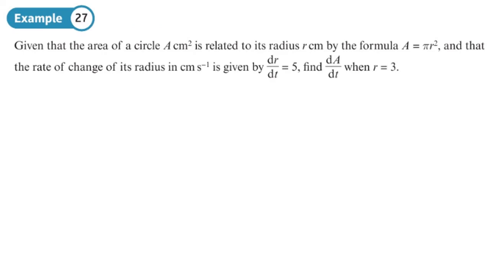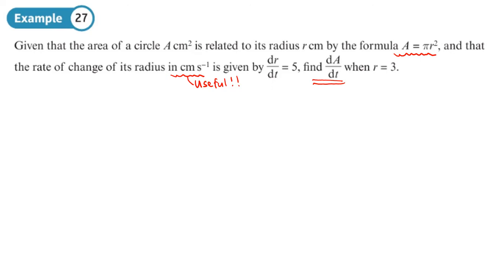So here we have a question to do with the area of a circle. We've got the formula for the area of a circle, and it says the rate of change of its radius, given in centimeters per second, and now I might refer to this later, these units here are going to be useful, is given by dr/dt equals 5, and we need to find dA/dt. So whatever we finish with, we want to find dA/dt, and then we want to substitute 3 into that and work out what it is.